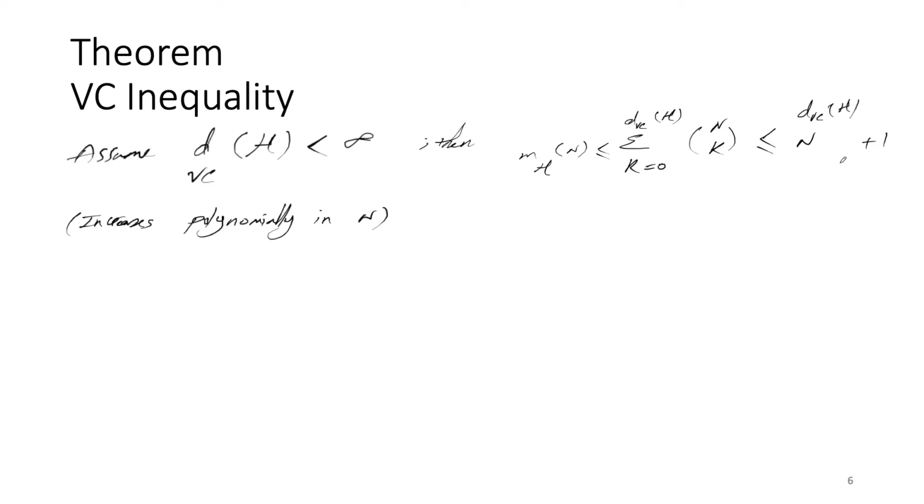And it generates a polynomial complexity for our machine learning models. At least we have a polynomial bound using a VC dimension. And if you increase that, it's going to increase polynomially, right?